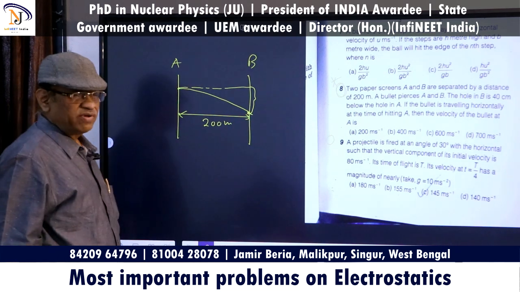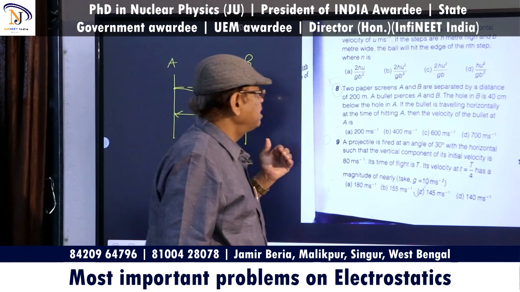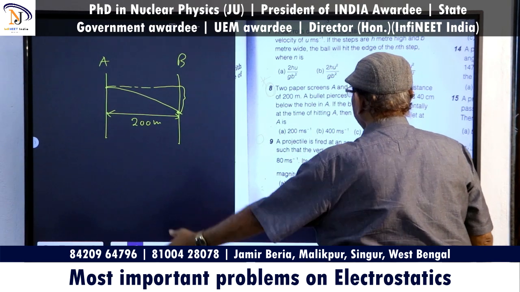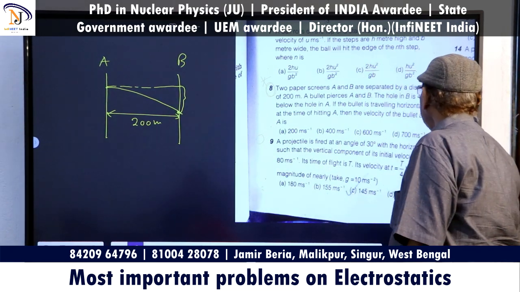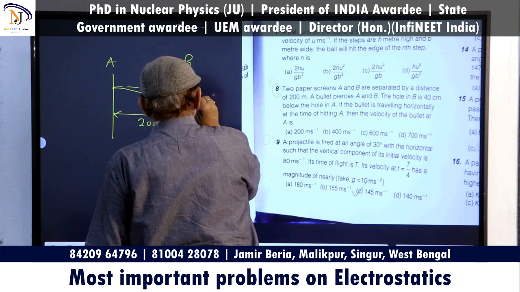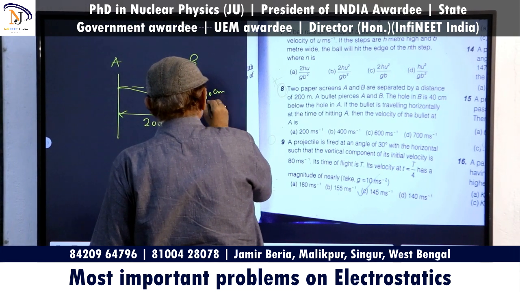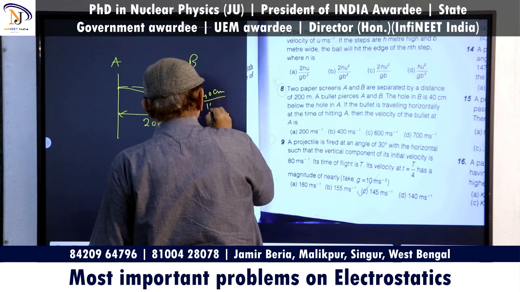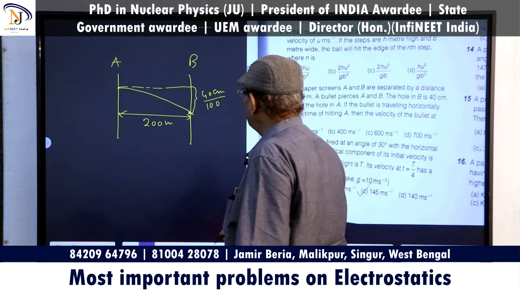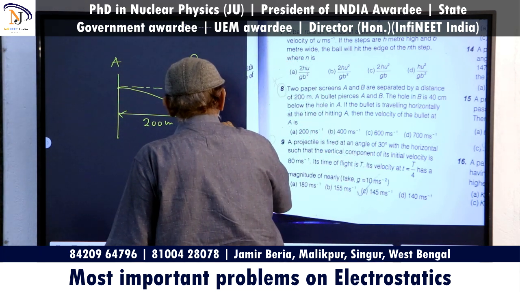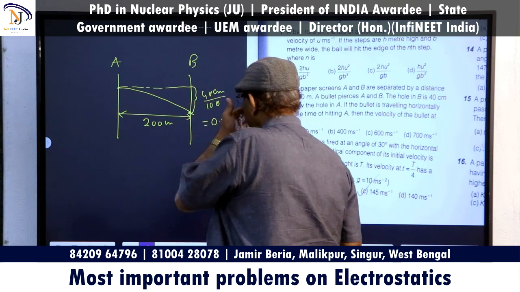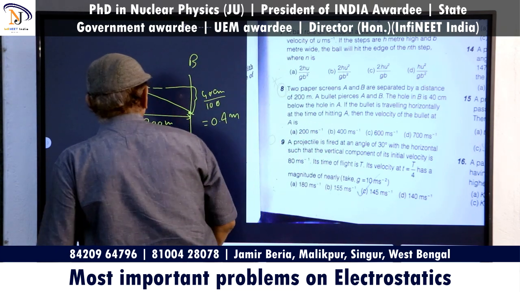Okay, so it is very easy. With which velocity? A bullet passes. The hole in B is 40 centimeters below. 40 centimeters means 40 by 100 meter, that means 0.4 meter.